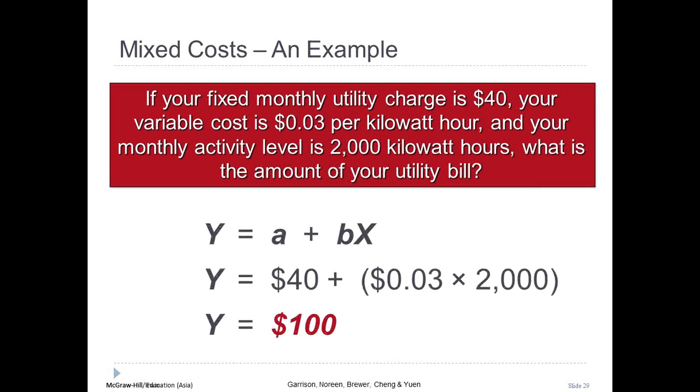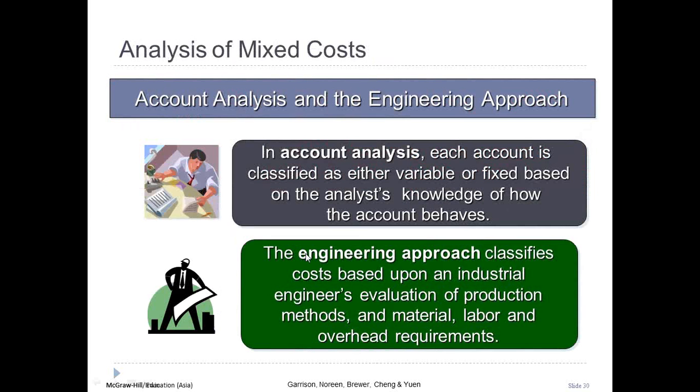So what's our fixed component? It's going to be the $40 fixed amount. And what's going to be our variable? It's going to be 3 cents or 3 yen per kilowatt hour used. So we got 3 cents times 2,000 kilowatt hours. So it's going to be 40 plus 60 equals 100. That would be our example.